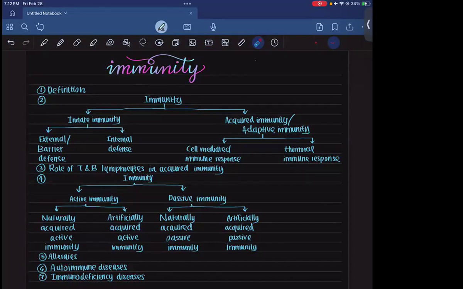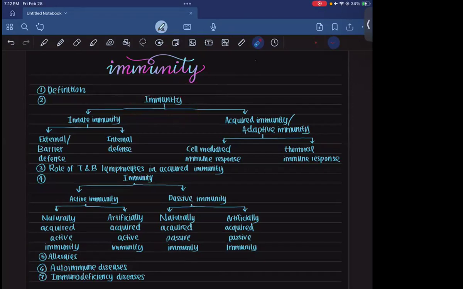So immunity. This is a very important section in Unit 5. This is not a lesson, this is a topic in Unit 5. This is a system which we are learning. In immunity, first of all, you will have to learn the definition, so you have a short introduction. And then after that, we have to learn about the classification of immunity.